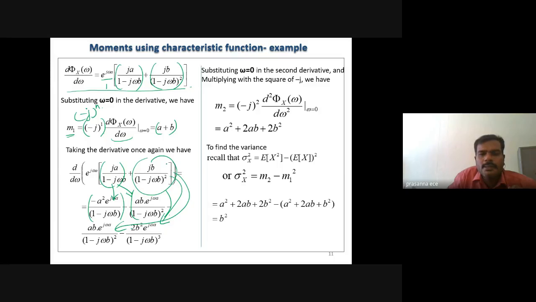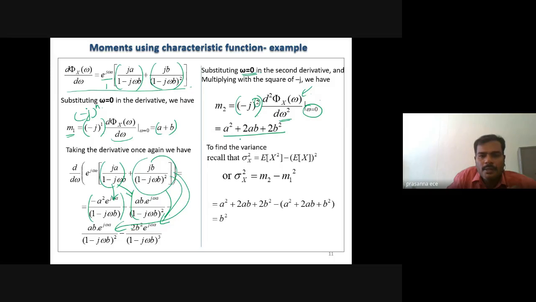Then in this you have to substitute omega equal to 0 and multiply by minus j power 2, since it is the second derivative we are taking: minus j power 2 into d square phi x of omega divided by d omega square, denoting the second derivative evaluated at omega equal to 0. So what we have is a square plus 2ab plus 2b square. Just substitute omega equal to 0 in this entire expression and you will get a square plus 2ab plus 2b square.